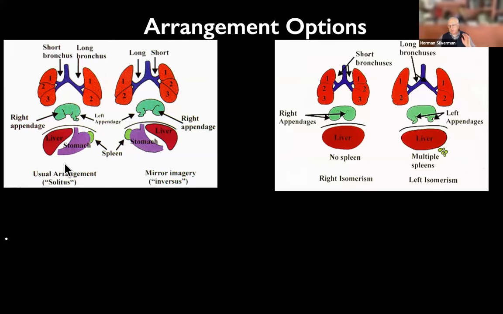So a specific pattern, very important. The mirror image of this, what used to be called situs inversus, which we now call mirror imagery, is what it is. It's not upside down, which would be inverse. So this is why we call it mirror imagery: it is exactly the mirror image of this arrangement. And our two options for right and left isomerism are as follows.